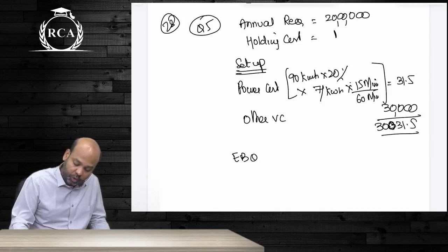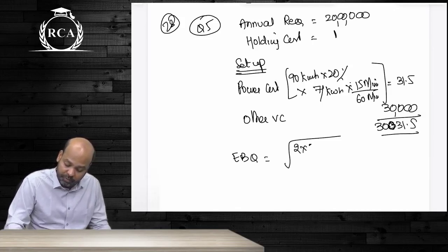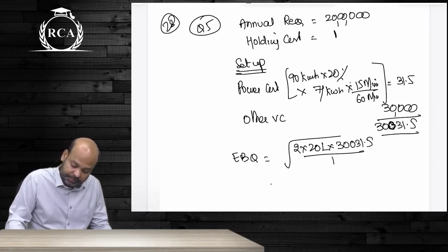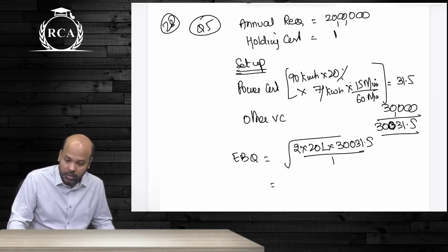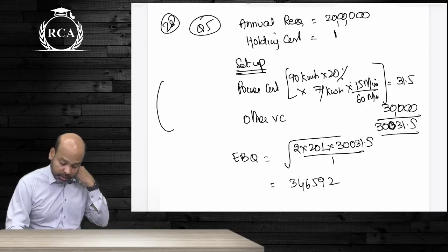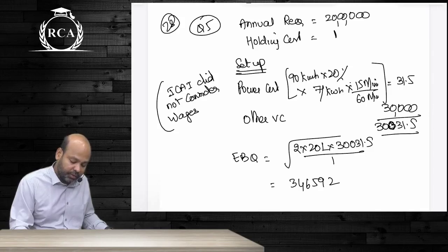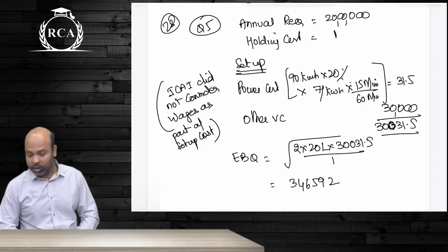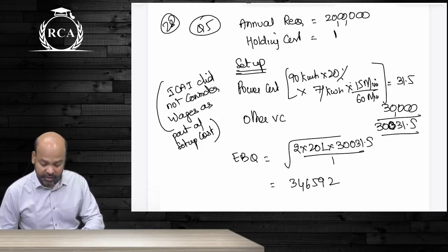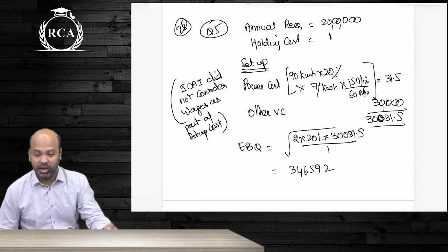Now if I write EBQ, guys, I will write 2 root over 2 times 20 lakhs into 1 setup cost, which is divided by 1. That is the answer given there: 3,46,592. I am saying this for your understanding, beta. Here, what did they not consider? They did not consider wages as part of setup cost. In the class we have also included wages, guys. That's the only difference, guys, between the answer that is given here and the answer that we got in the class.